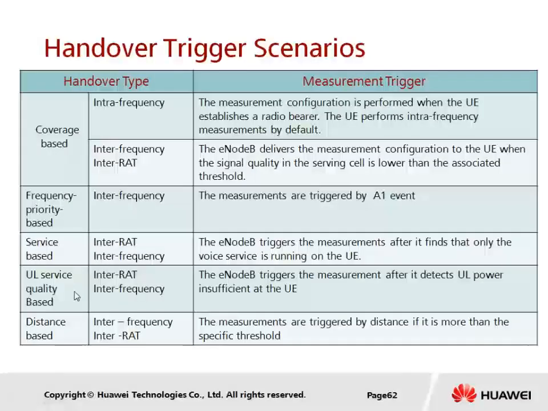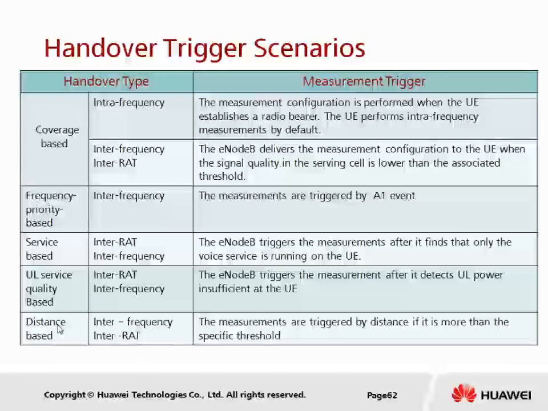Uplink service quality-based handover is triggered by the poor uplink radio link, where the detection is based on the uplink transmit power, the block error rate, and even the number of retransmissions. So again, that is also not including intra-frequency handover. So only inter-frequency or IRAT handover is possible.